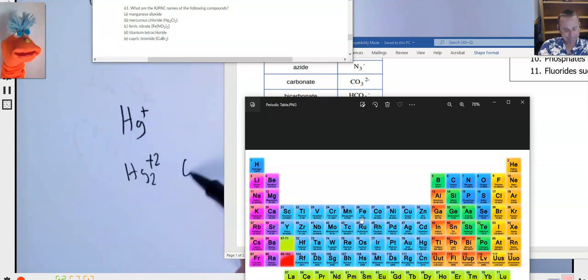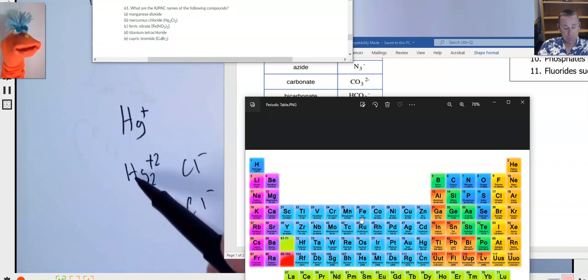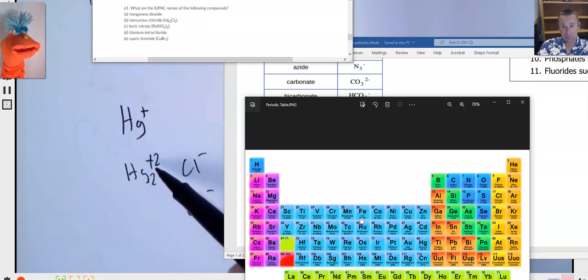But the name of mercury Hg2Cl2, 2 Cls, and one of these Hg2 with a +2, this is called mercury 1 chloride because the charge on each of these mercuries is 1. Even though there's 2 and together they have a +2 charge, each one has a 1. So mercury 1 chloride would be the correct name.